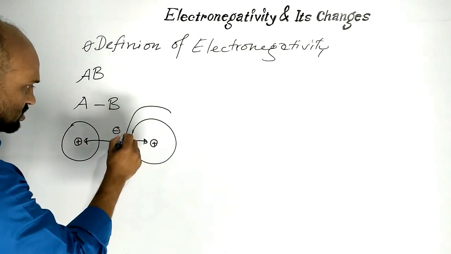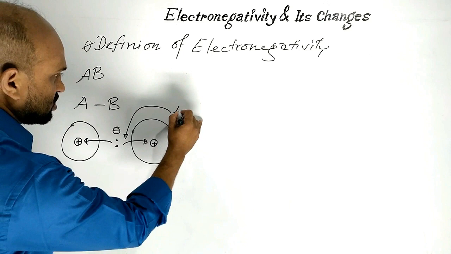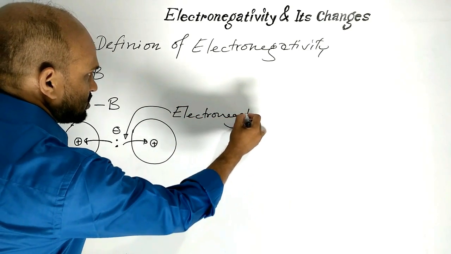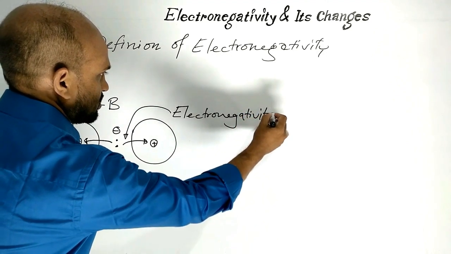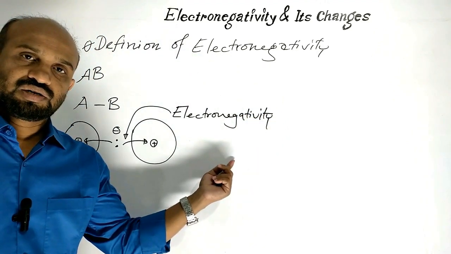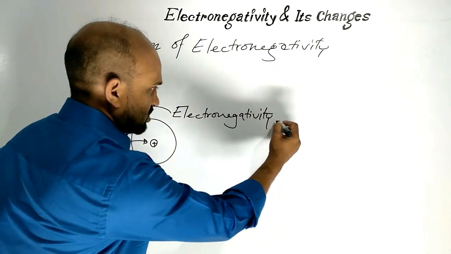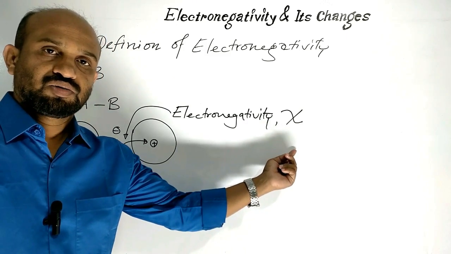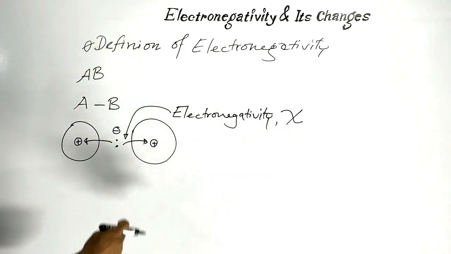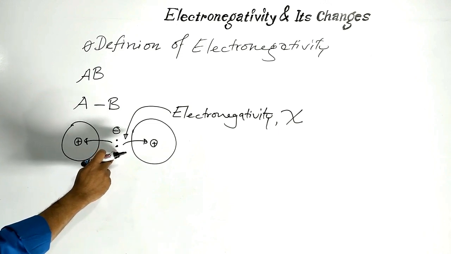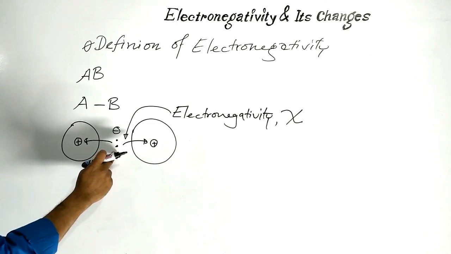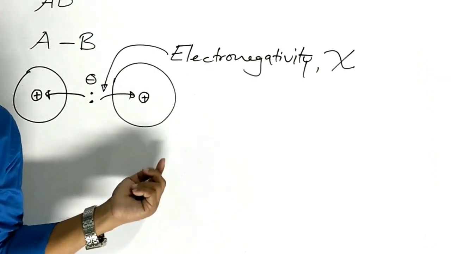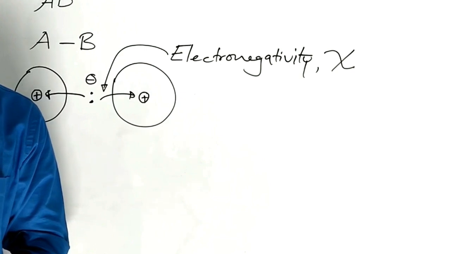This attraction is called electronegativity. Electronegativity is denoted by the Greek letter chi. What is electronegativity? Covalently bonded electrons will be attracted by both the atoms. This attraction is called electronegativity.